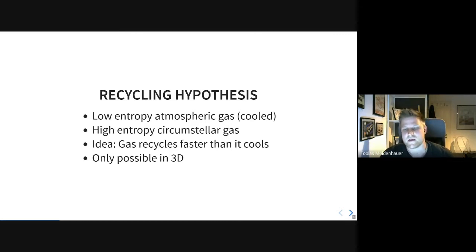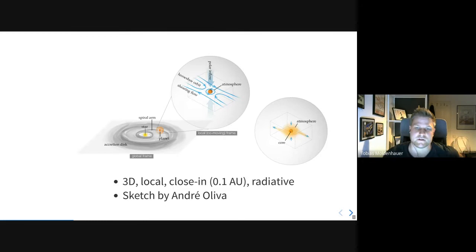So you get fresh gas from the circumstellar disk that replaces the cooled gas from the atmosphere, and this then acts as a heating mechanism, which will prevent the atmosphere from undergoing Kelvin-Helmholtz contraction, and therefore halt this contraction process. And this process is only possible in 3D. And we need such a process to explain that we see super Earths and mini-Neptunes in such a high abundance. And to study this process, three-dimensional simulations are needed.